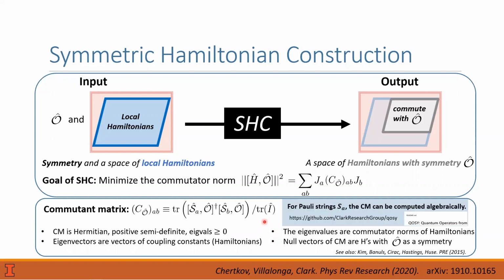And one thing that's a little different is you can compute the commutant matrix algebraically. By that, I mean you can represent O as a linear combination of some operators, such as Pauli strings. And then you can use the algebraic properties of Pauli strings to compute all these commutators and traces exactly. So we wrote some code to do this. It's available here.